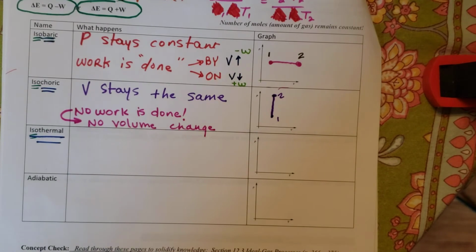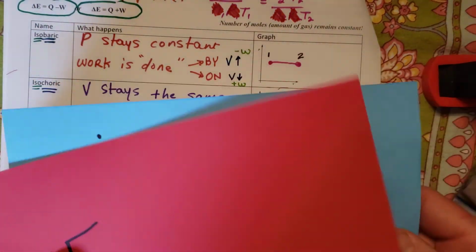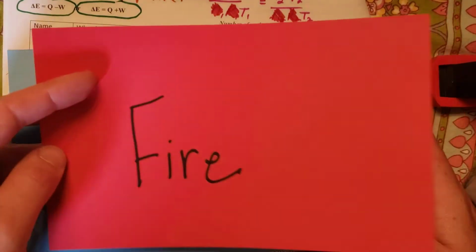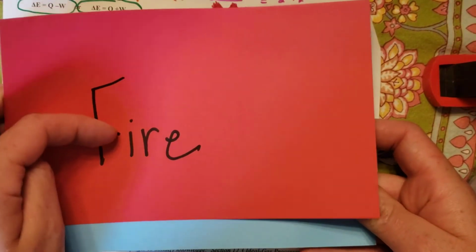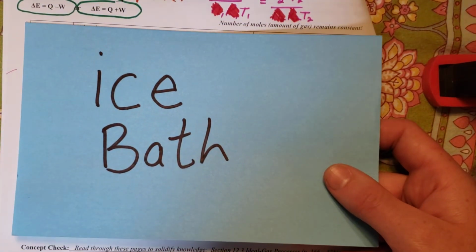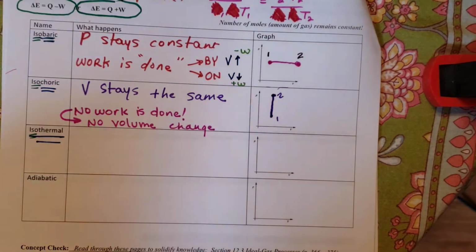All the manipulations that take place in an isochoric scenario are going to be thanks to either heat or ice. So am I putting it under a Bunsen burner and adding heat, or am I putting it in an ice bath and losing heat? In both of those scenarios.